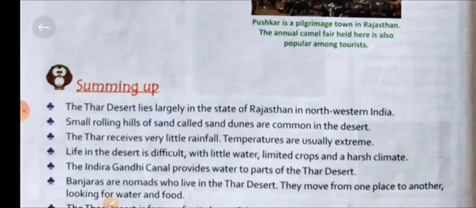The Indira Gandhi Canal provides water to part of the Thar Desert. Today some parts of the desert region are green due to the Indira Gandhi Canal. It receives water, so different types of crops like wheat and millet also grow in this region.